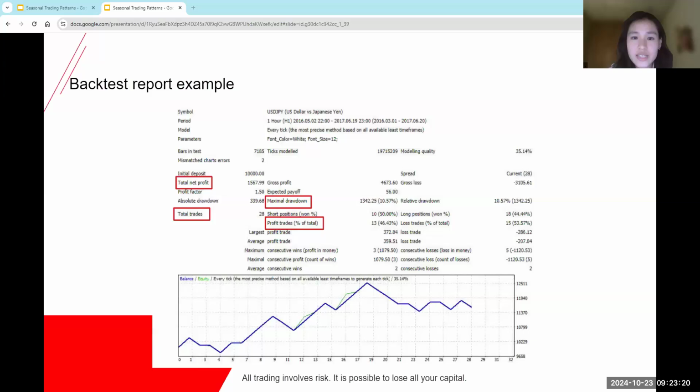Okay, so here is an example of a backtest report. This is from MT4. I'm pretty sure you can do the same thing on MT5 as well. So yeah, you can try that out. So there are four key areas that you want to look out for when you produce your backtest report in MT4 or any program that you're using. Firstly would be your total net profit, your maximum drawdown, total trades, and the profit trades, so the percentage of the total trades that you've made.